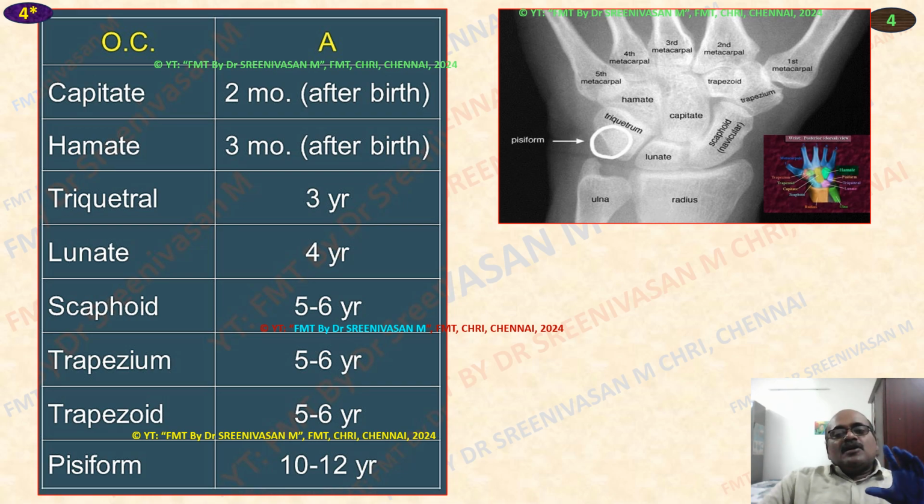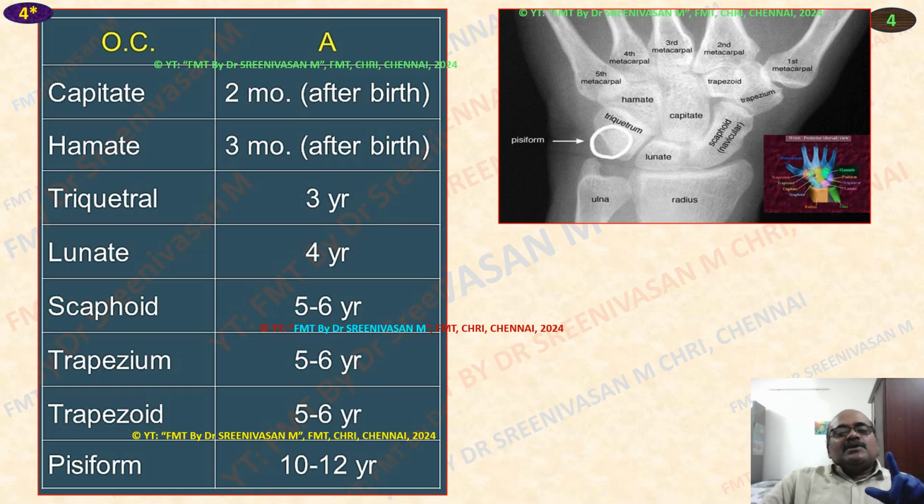All the centers are primary ossification centers, right? But in the first part I told that generally primary ossification centers appear in intrauterine life. This is an exception. All the carpal bones are formed by primary ossification centers, but they appear after birth. This is an exception to the general rule.